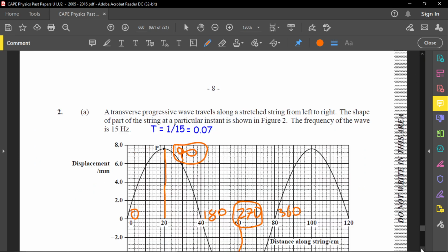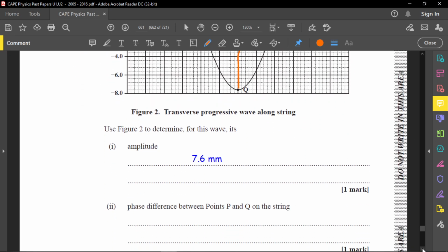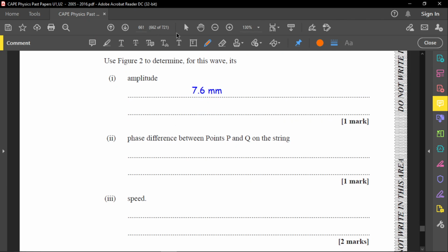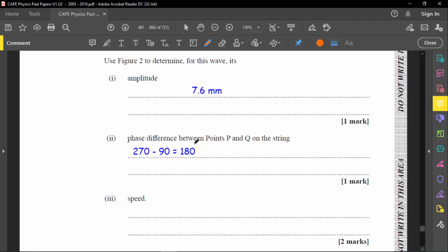All right, let's just quickly go back to the question. Let's go down. And so here now the phase difference, I'm going to do it in calculation. It's going to be 270 minus 90. So 270 degrees minus 90 degrees, and that will give us our 180 degrees. All right, so that will be answered right there, 180 degrees.